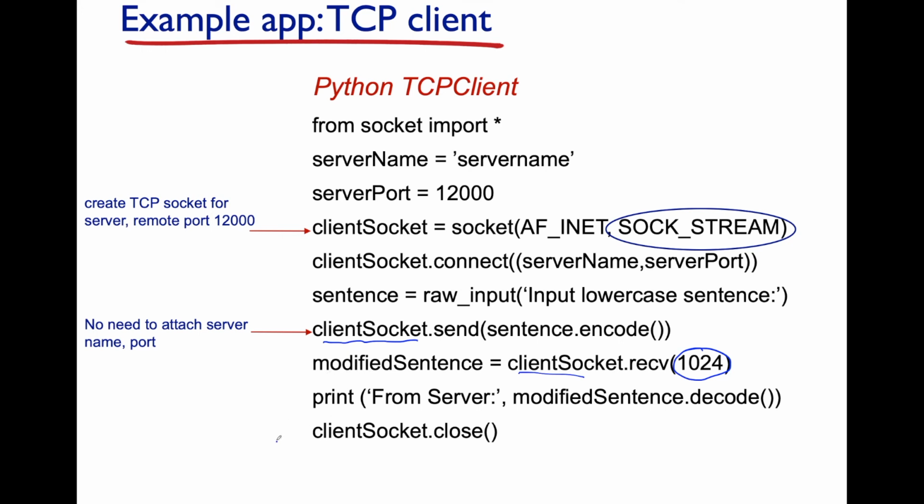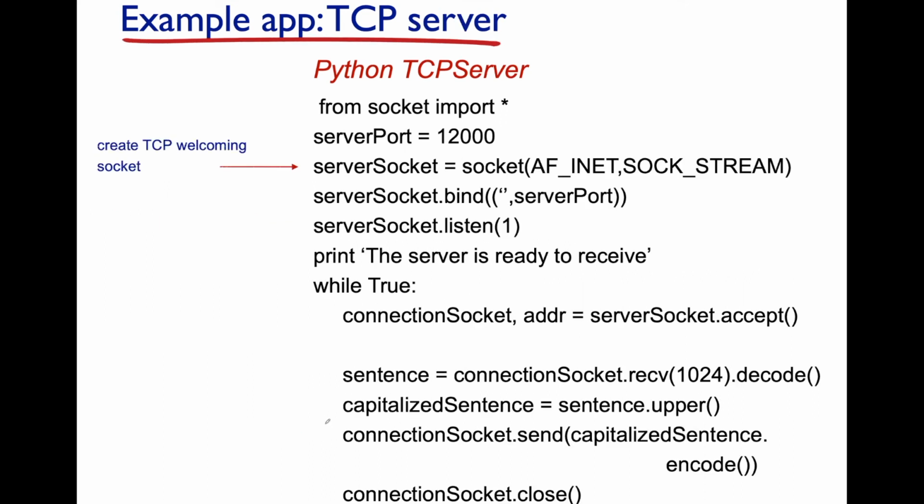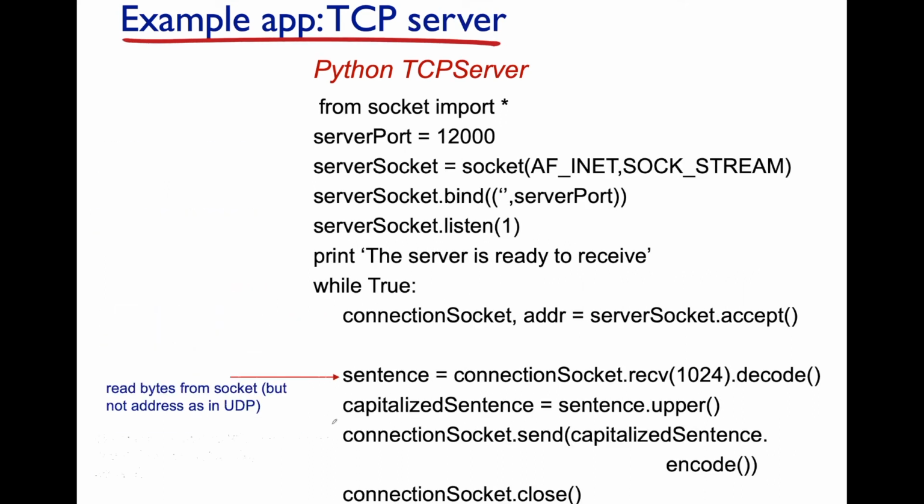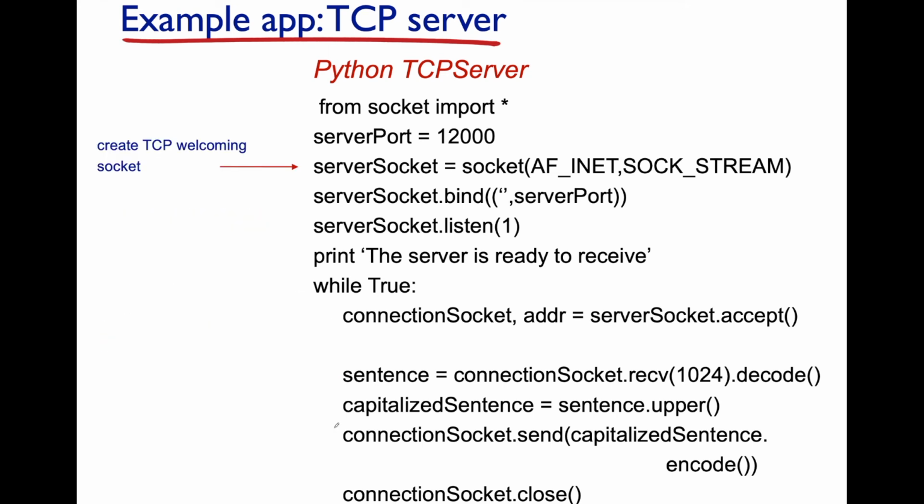And then you print it out and you close your connection. So now let's look at the server for TCP. You start out, you import the library for TCP, for the socket interface in Python. You set a port number, and then for the server, you create your server socket. So it's AF_INET, IP version 6, SOCK_STREAM.